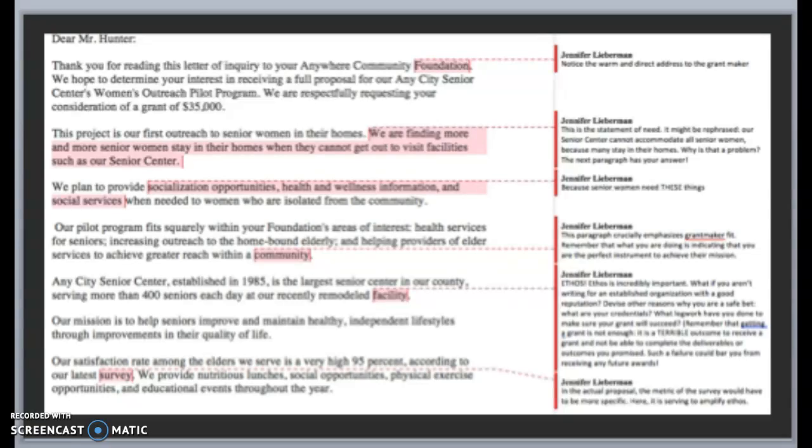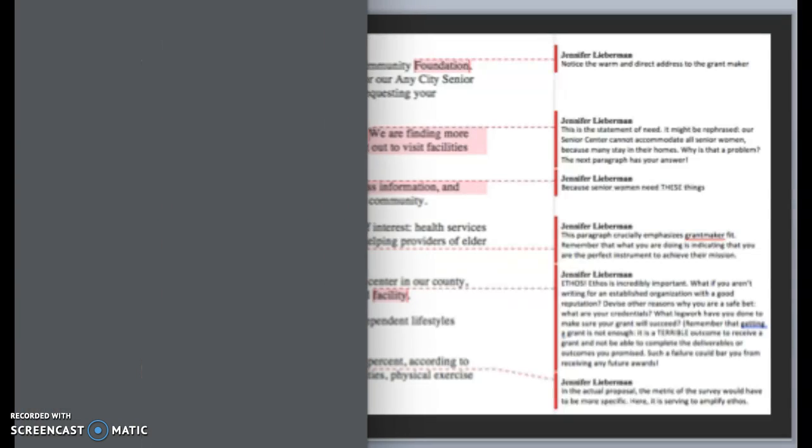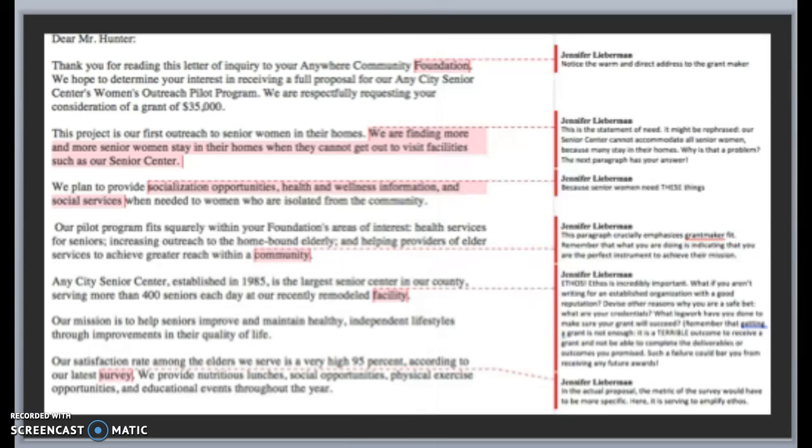So the next paragraph goes on to explain, pardon me as I'm toggling between windows. We plan to provide socialization opportunities, health and wellness information, and social services to women who are isolated from communities. So the statement of need is because women who are staying at home are not getting socialized as they should. They're missing out on important health information, etc.